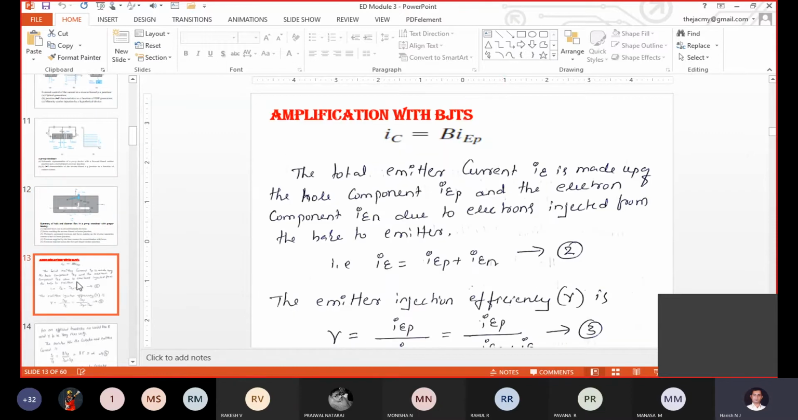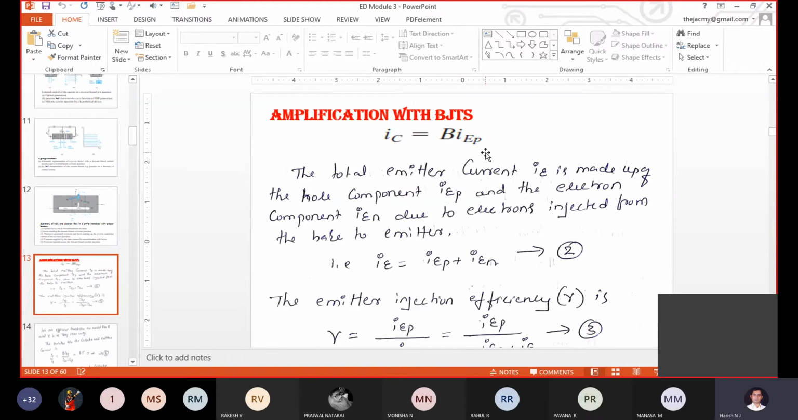Correct. So with the help of these three assumptions, I will start analyzing a transistor now. So now just check it out here. I have written one equation here. IC is equal to B times IEP. IEP stands for the hole component of the emitter current.